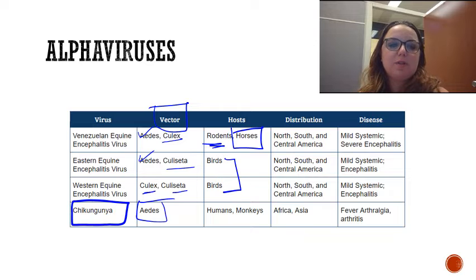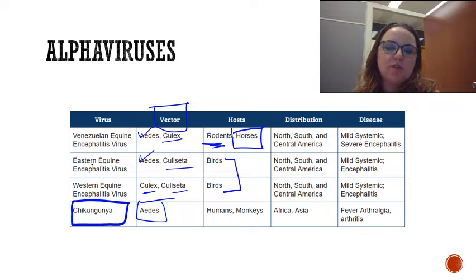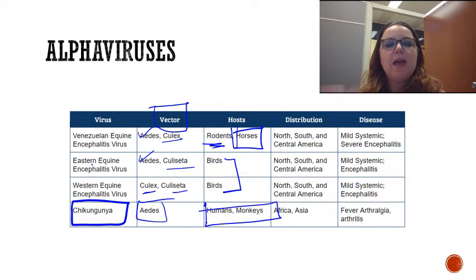And then also there's birds for Eastern equine and Western equine. So remember, these hosts are kind of where they hang out. They're not necessarily pathogenic to them. In the case of Venezuelan, actually, it is pathogenic to horses. Chikungunya obviously has a different host source. It's humans and monkeys, and that also affects its distribution.